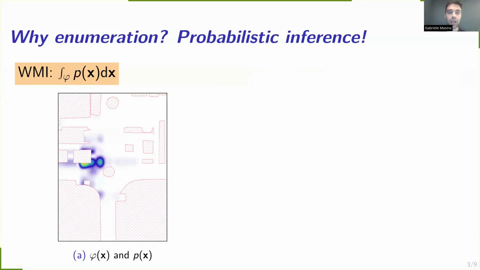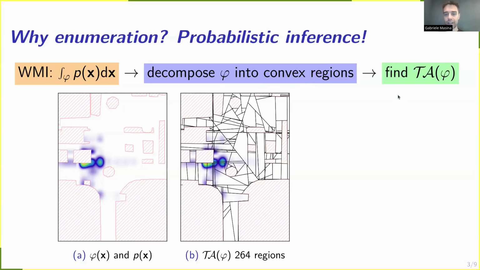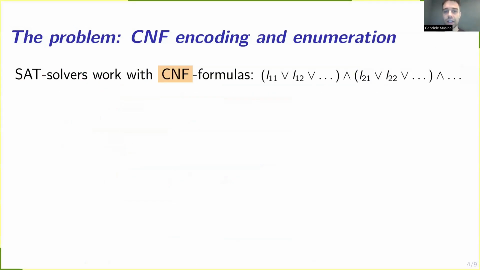Why do we do enumeration? Our main goal is probabilistic inference, and in particular, weighted model integration, where we want to compute an integral of some probability density over a non-convex region represented by SMT constraints. This integral is not directly computable because we have to decompose phi into convex regions, and we can do that by enumerating a TA of phi, which is represented graphically here. We could also enumerate a set of total truth assignments satisfying phi, but this will result in many more integrals to compute. So the problem we highlight is that of CNF conversion.